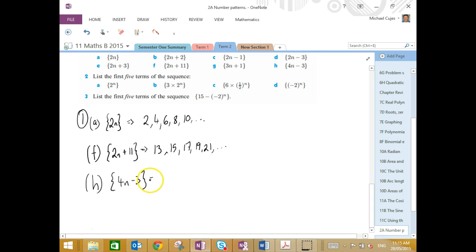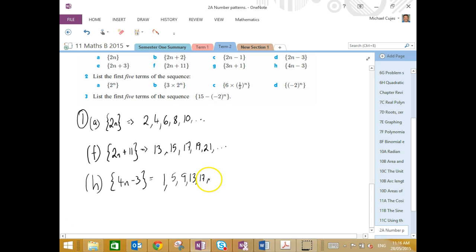If I want to do a sequence where I start with n equaling 1, then my first number is going to be 4 times 1 minus 3, which is 4 minus 3, which is 1. Fair enough. My second number, 4 by 2 is 8 minus 3, that'll give me 5. 4 by 3 is 12 minus 3, 9. Then 13. You can see it's just going up by 4 each time.